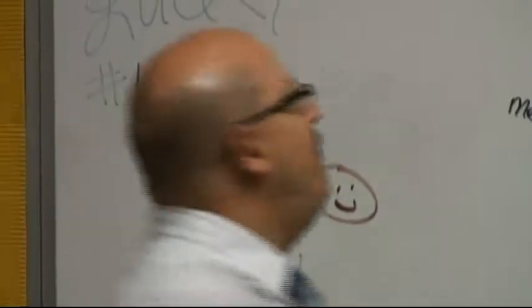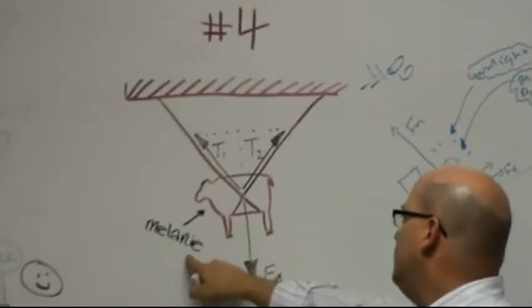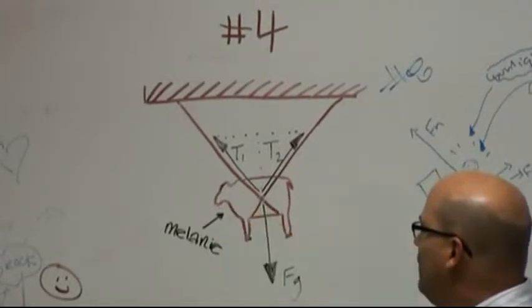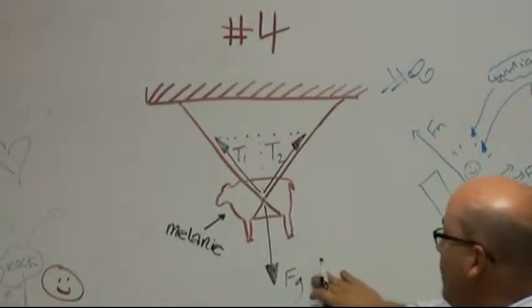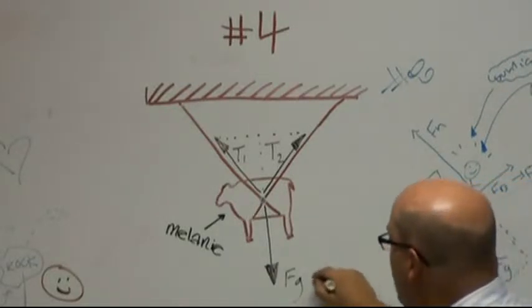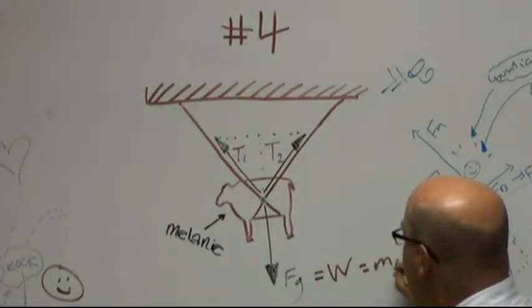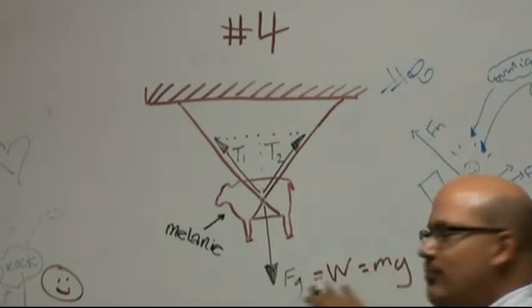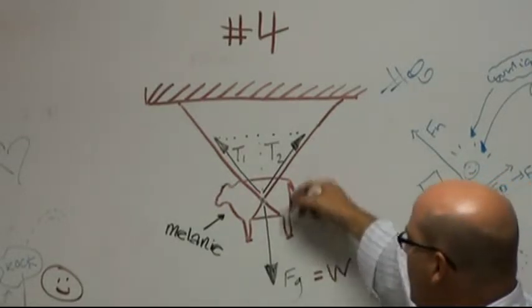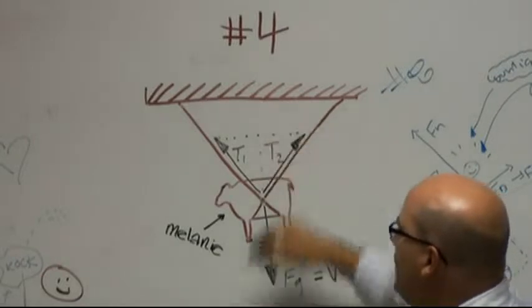Okay, I'm jumping around. Number 4. Our Melanie. So now we have force of gravity down. Now notice you can write it as force of gravity, you could write it as weight, you could write it as mg. There are lots of ways you can write that, and I guess those are the major three. Straight down, and you have two tensions.